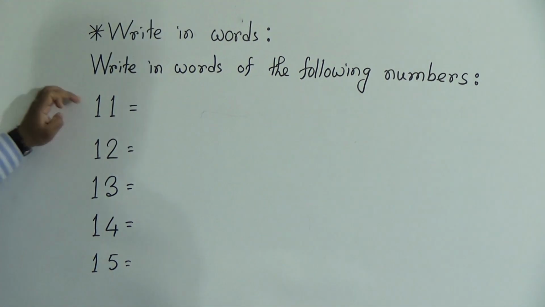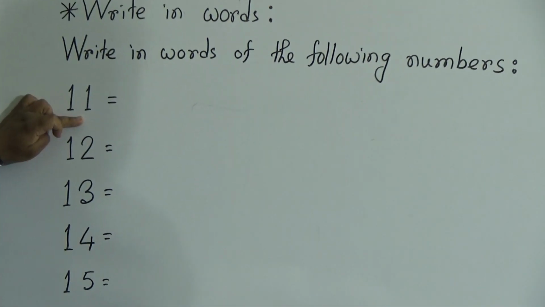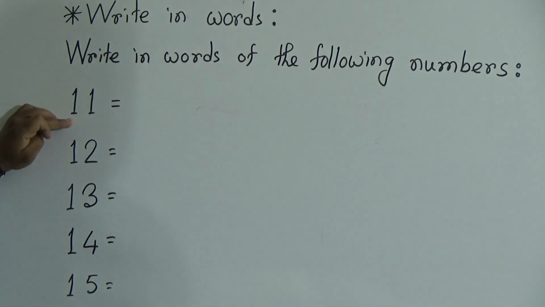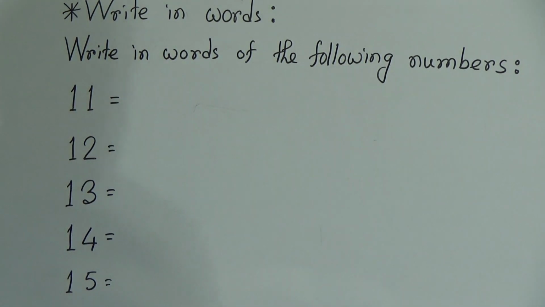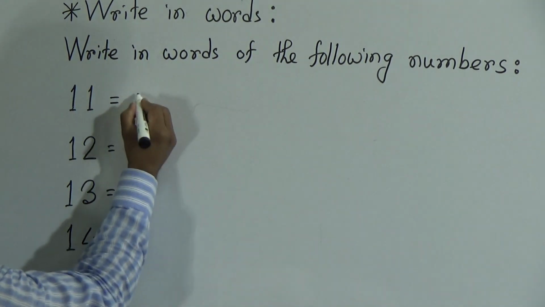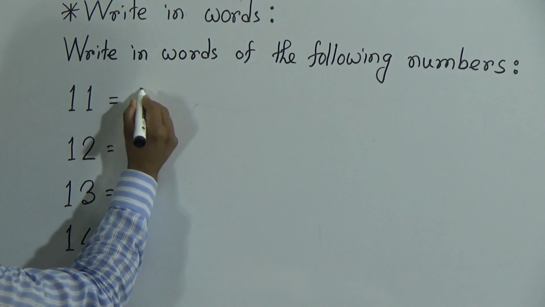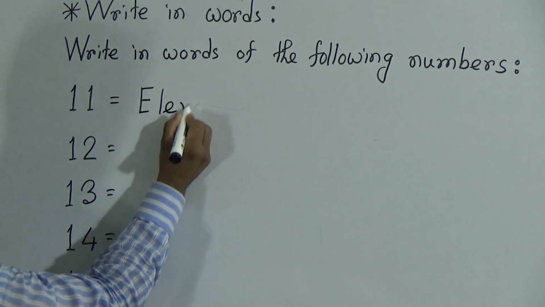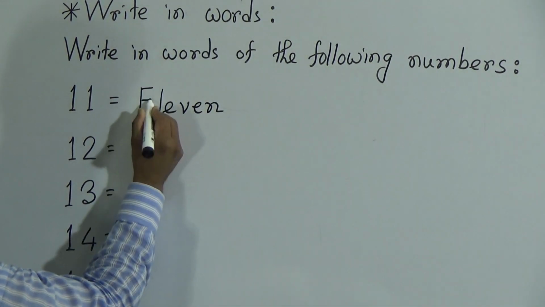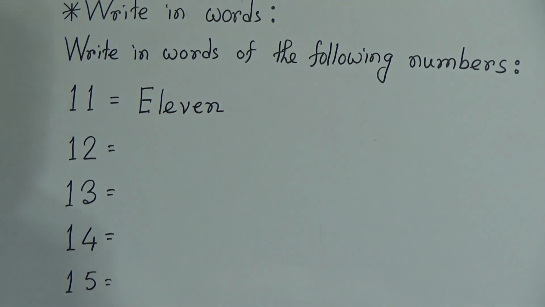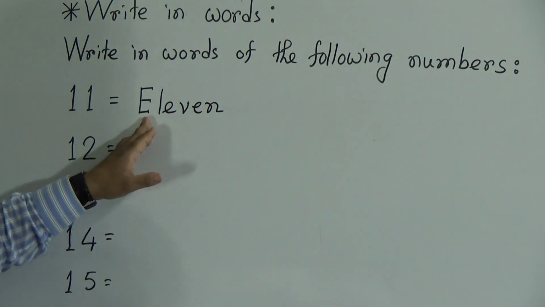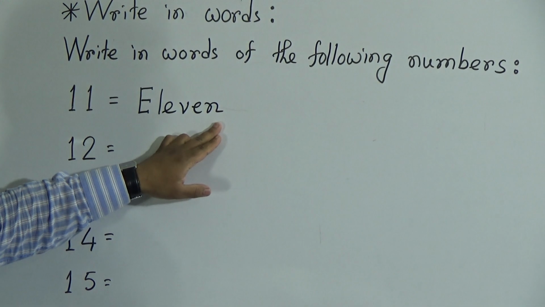Okay, first number is 11. 1 and 1 make the number 11. We should write down this number in words. The spelling of 11 is E-L-E-V-E-N, 11. Okay, the first number is 11 today, and the spelling of 11 is E-L-E-V-E-N, 11.